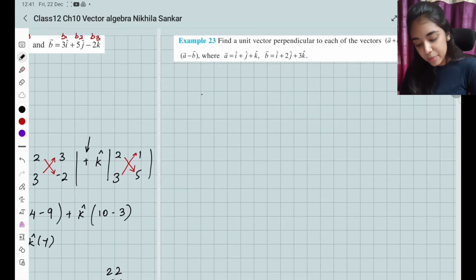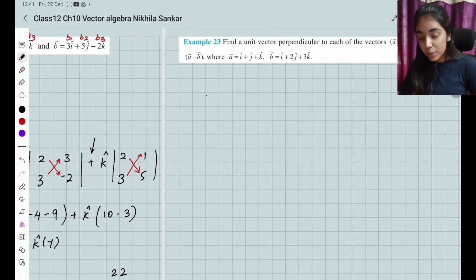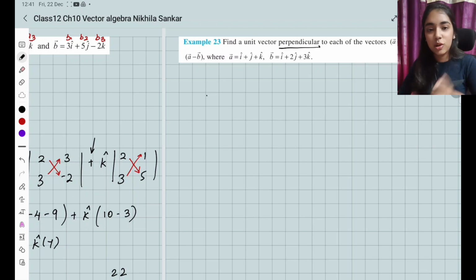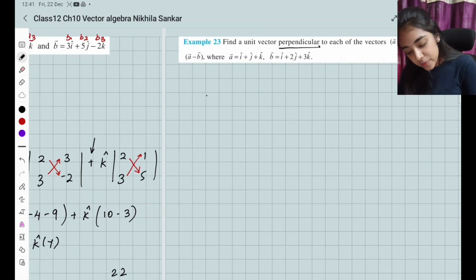Example 23. Now find the unit vector perpendicular to each of the vectors. Perpendicular na we are talking about the cross product. ஏனா இப்போ dot product na எப்படி கொடுத்திருப்பான்? இந்த இடத்துல perpendicular னு இல்லாம in the same direction of அப்படினு கொடுத்திருந்தானா அது dot product. Okay. Example dot product cross product ஆன்னு எப்படி கண்டுபிடிக்கணும்னு பாத்துக்கோங்க. Now perpendicular to each of the vectors a plus b, a minus b.